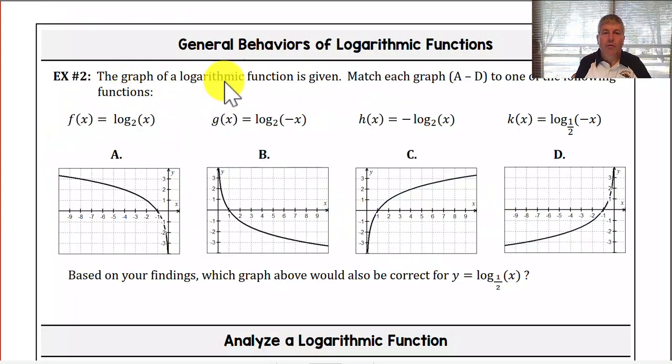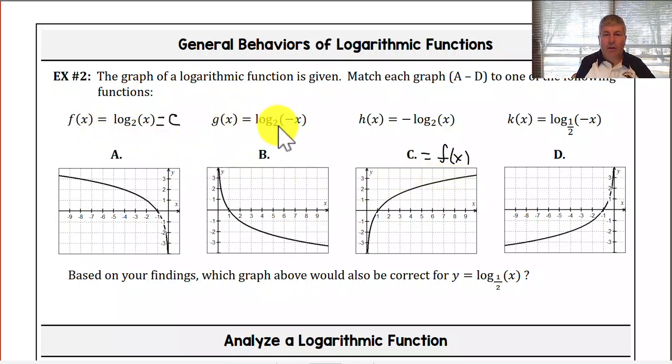In example 2, we're asked to match the graph of a through d to one of the following functions. F of x is log base 2 of x. That's going to be our typical logarithm function. That's going to be a growth function, and it's going to pass through the point 1, 0. So f of x is equal to graph C. So C is f of x.